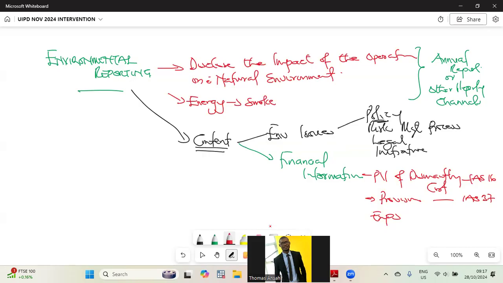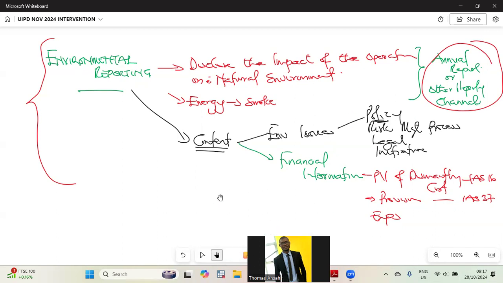Ladies and gentlemen, the whole idea is that at the end of the day, when we were doing this, we were not reporting it inside the financial statement. It was communicated through separate channels of the financial statement. Basically, that is that. Now, so that is the environment. We go to the social.